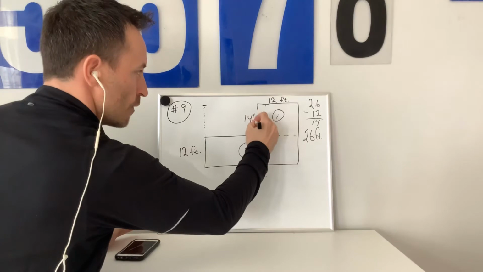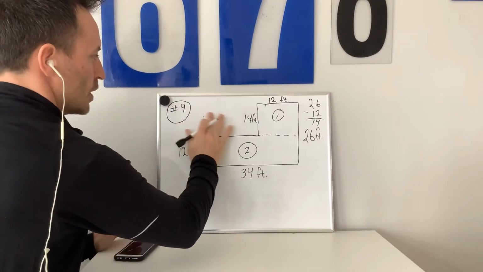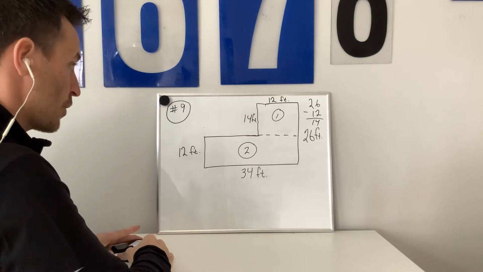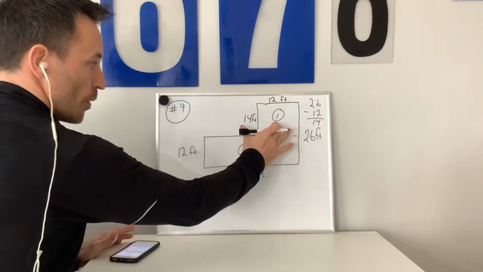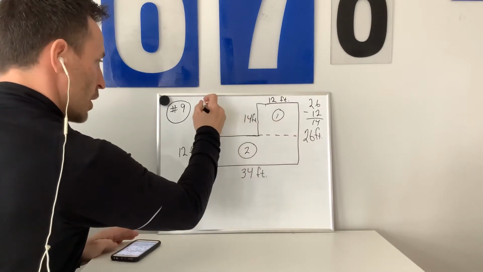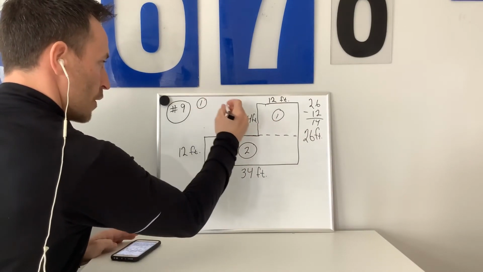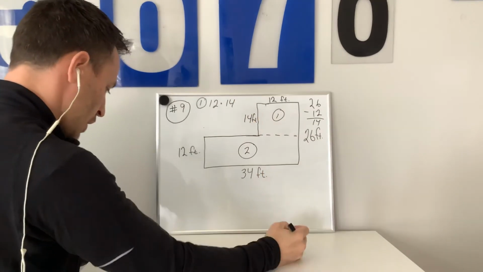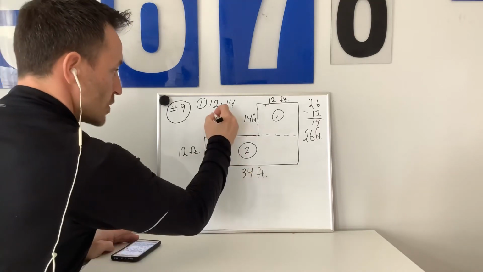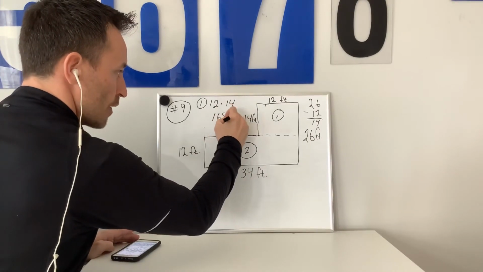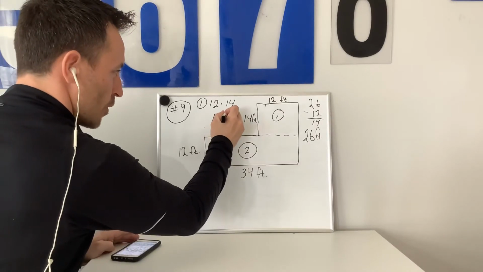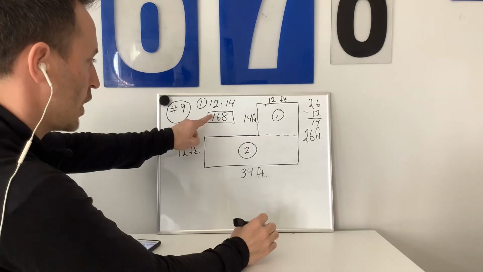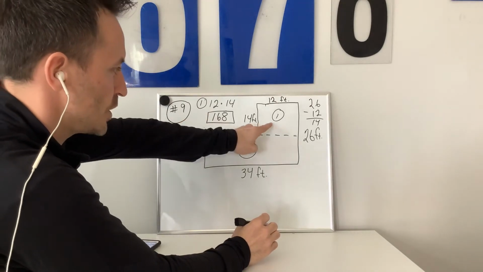So let's plug that in. 14 feet. I'm going to go ahead and erase what I did over here so I have some room to work. Since we have 12 and 14, now we can find the surface area of this shape. Number 1, the surface area is going to be 12 times 14. And 12 times 14 is going to give us 168. I'm going to put a little box around that because I know I'm going to need that later. So now we know the surface area of this shape.